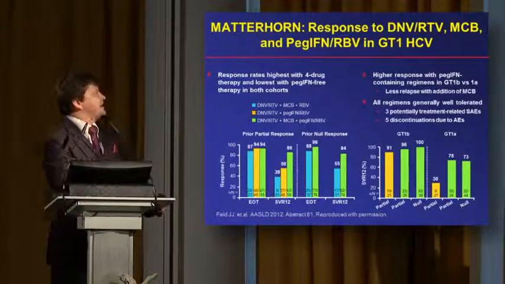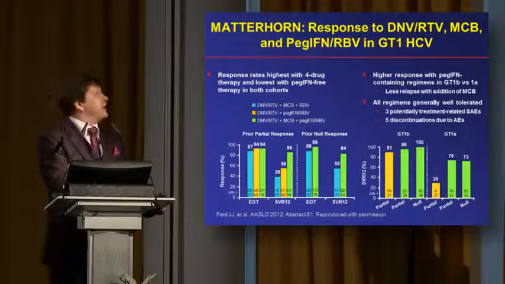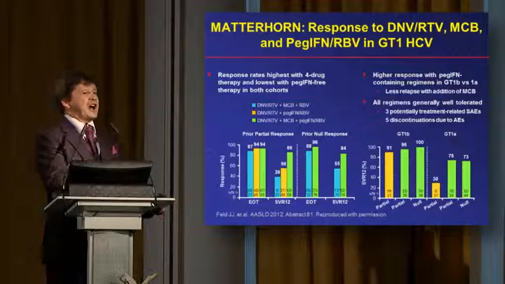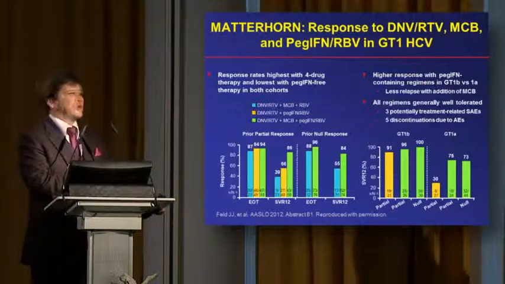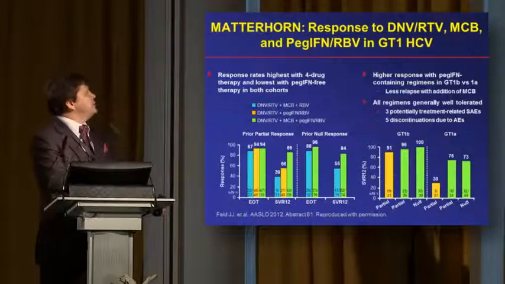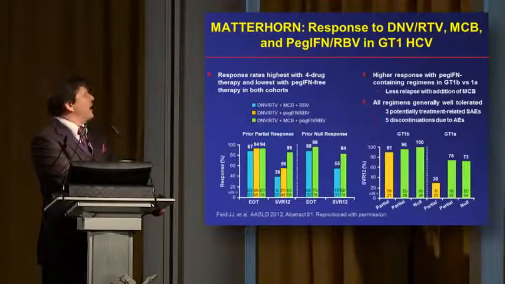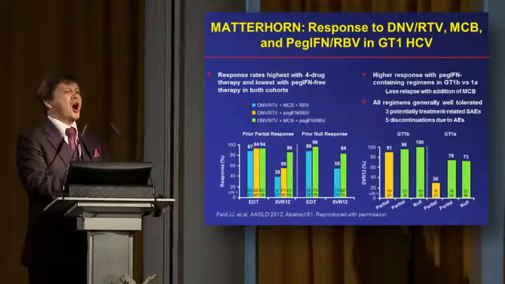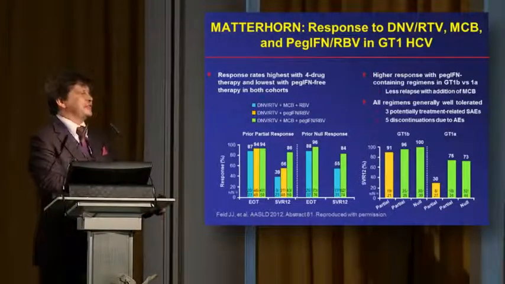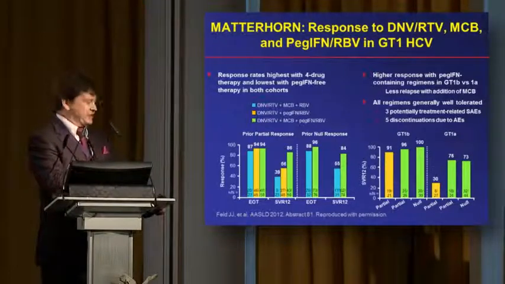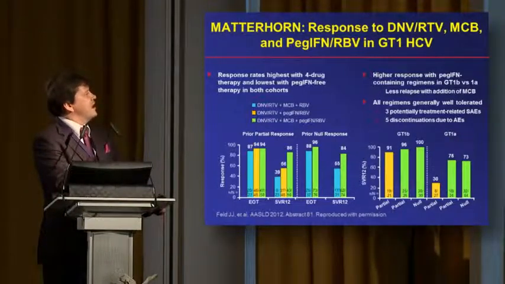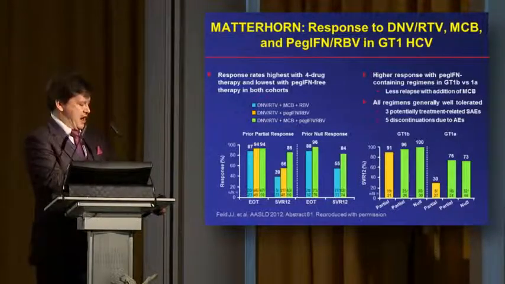Next, the MATTERHORN study, responses to quadruple therapy with PEG and RBV, the protease inhibitor danoprevir boosted with ritonavir, and the polymerase inhibitor mericitabine. You see a high response rate, highest with four-drug therapy, in both prior partial responders and null responders. However, the high response with PEG-interferon-containing regimens was in genotype 1B compared with genotype 1A. Of course, all null responders had a 100% SVR12 rate.